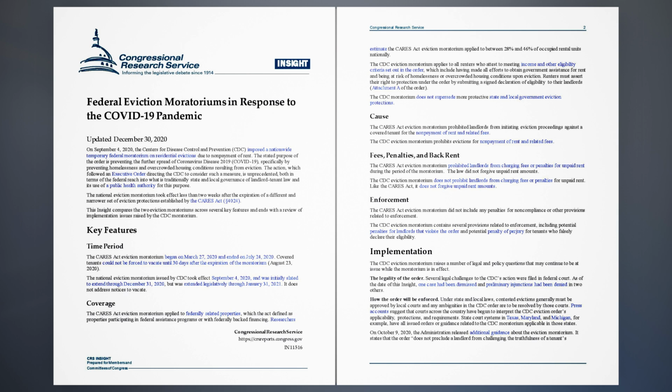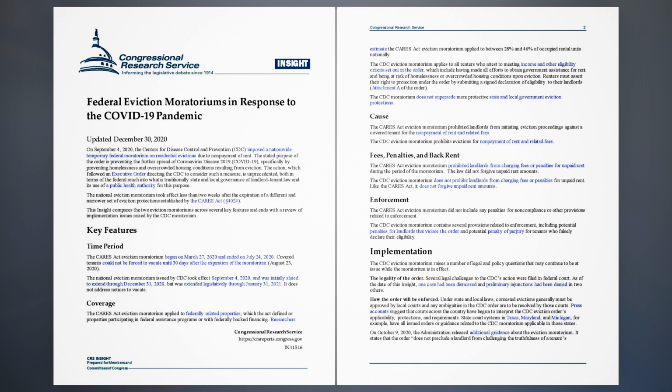Renters must assert their right to protection under the order by submitting a signed declaration of eligibility to their landlords, attachment of the order. The CDC moratorium does not supersede more protective state and local government eviction protections. Cause. The CARES Act eviction moratorium prohibited landlords from initiating eviction proceedings against a covered tenant for the non-payment of rent and related fees. The CDC eviction moratorium prohibits evictions for non-payment of rent and related fees.